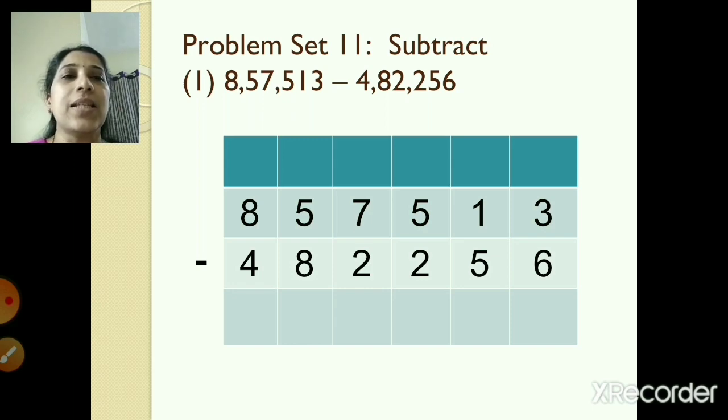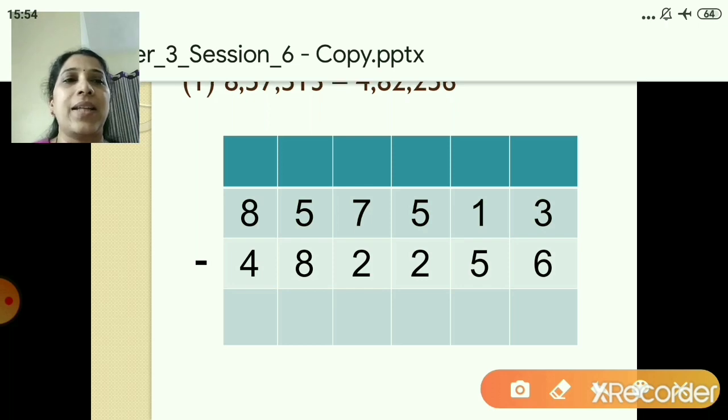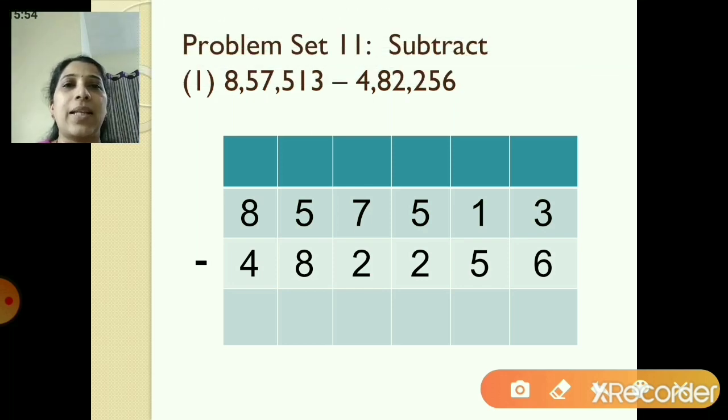Your next is you are going to subtract 4,82,256. So 6 in the units place, 5 in the tens place, 2 in the hundreds place, 2 in the thousands place, 8 in the 10,000s place and 4 in the lakhs place. So now let's start the subtraction from our right hand side. So what is it? 3 minus 6. So as you all know, 3 is smaller than 6.